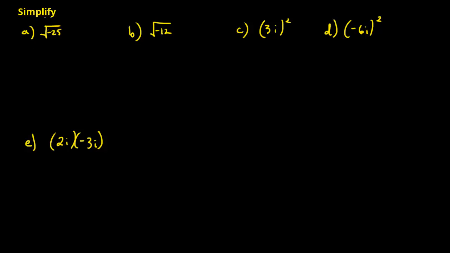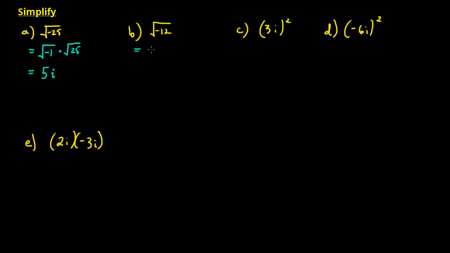So in this example it says to simplify. In A we've got the square root of negative 25. If I rewrite this as a product of two square roots, I can rewrite this as the square root of negative 1 times the square root of 25. So the square root of negative 1 is just i. The square root of 25 is 5. Just recall that we've defined the square root of negative 1 to be this object i. So I can rewrite the square root of negative 25 as 5i.